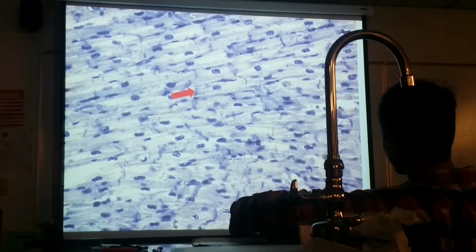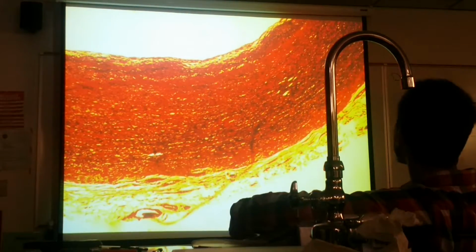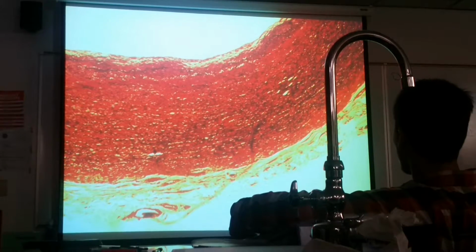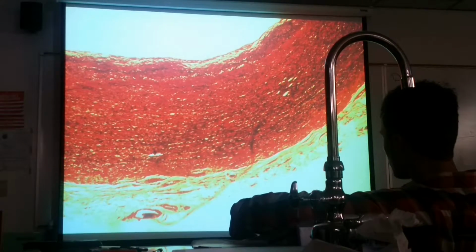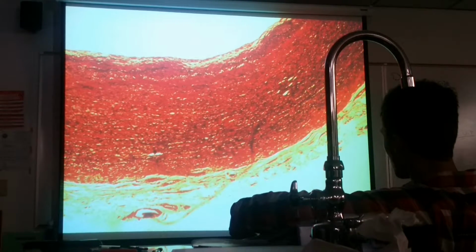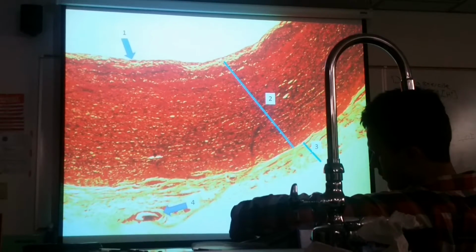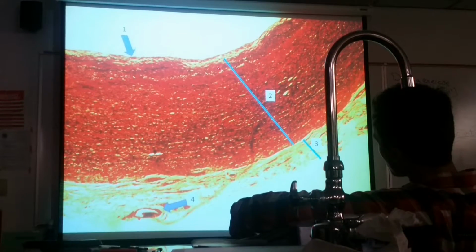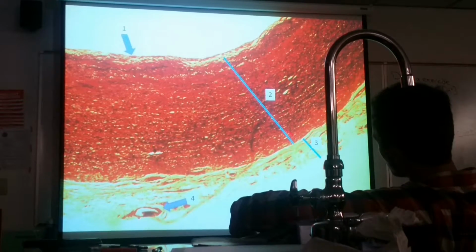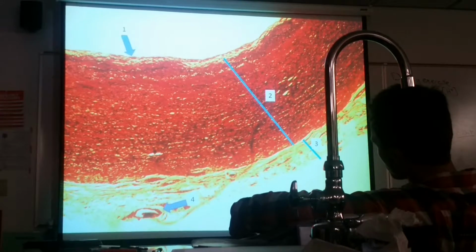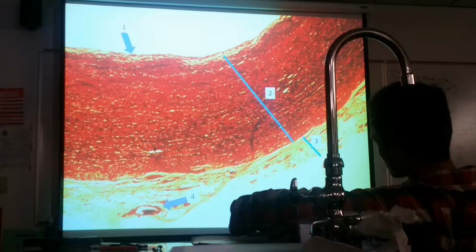Then we did blood vessels. I might ask you to identify the type of blood vessel. That's an elastic artery. Okay. I might ask you to identify tunics. I'm pointing to them there: 1, 2, and 3. 1 is pointing to tunica intima. 2 is tunica media, and 3 is tunica adventitia. 4 is pointing to the vasa vasorum. That's not a tunic, it's a structure.